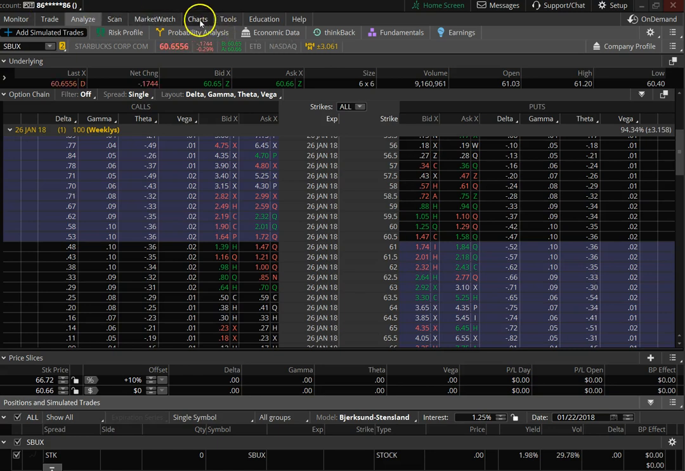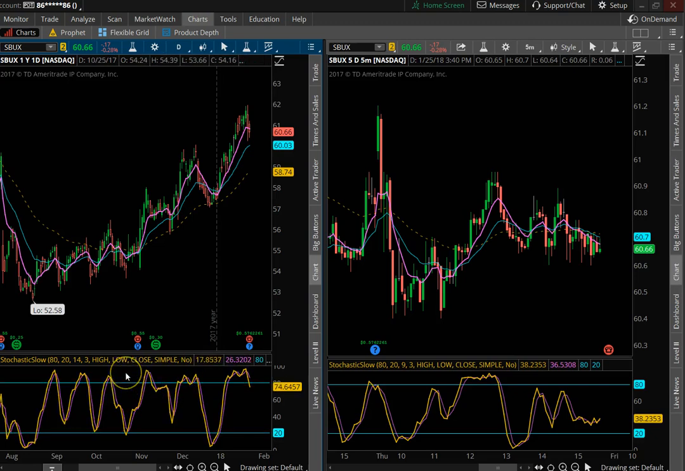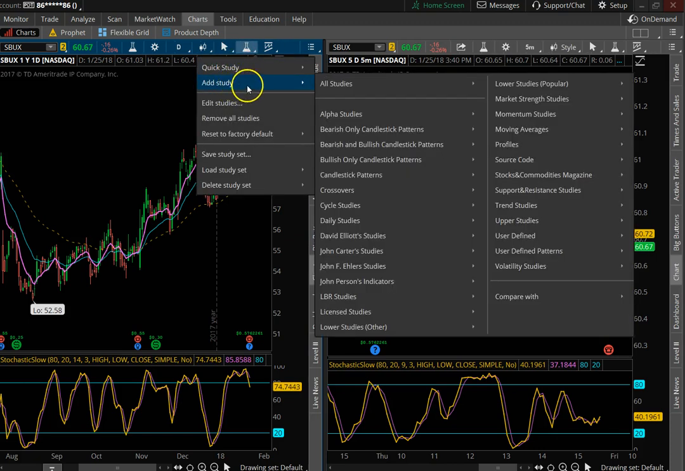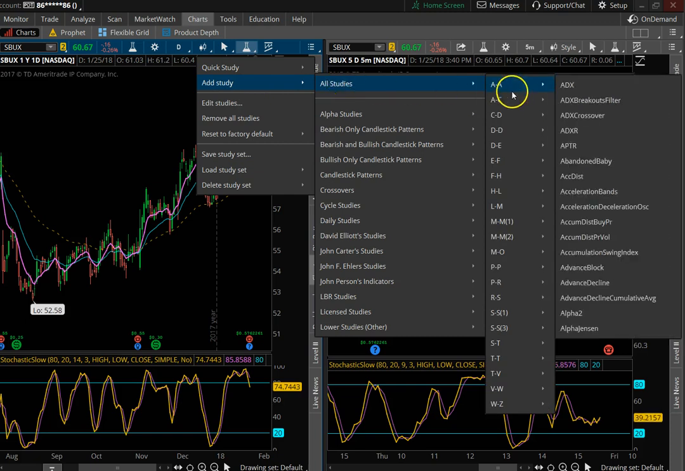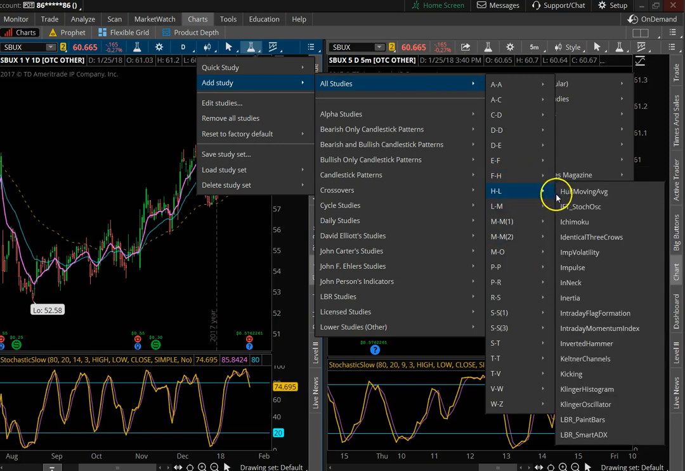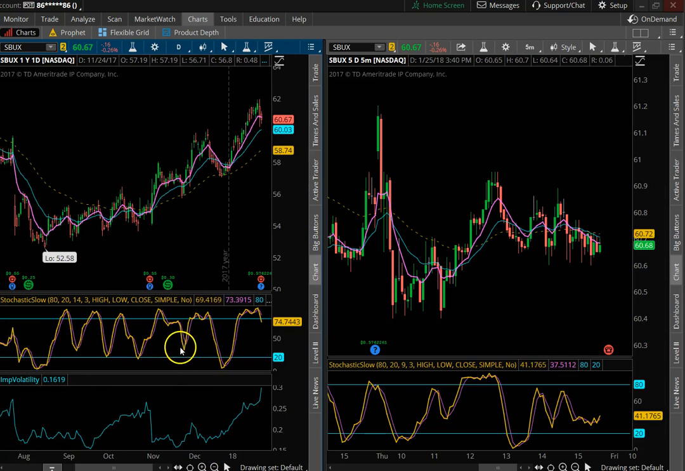I want to show you guys something really cool. This is a game changer, guys. I'm going to do this, and I'm going to do this. And I want to add a study, and I want to add implied volatility. Give me 1 second. Okay, I'm adding implied volatility.